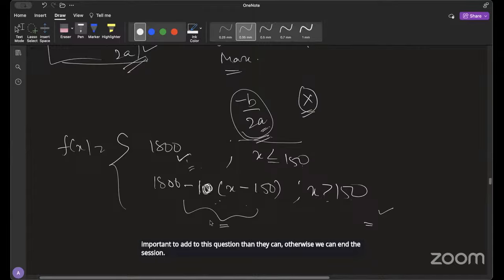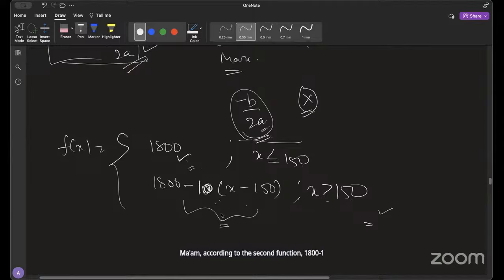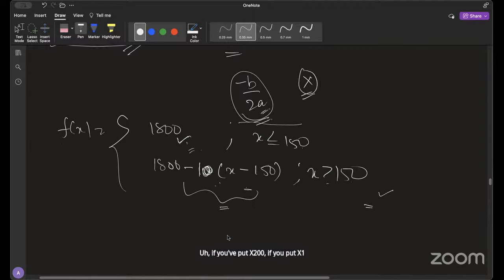Ma'am, according to the second function, 1800 minus 10 multiplied by x minus 150 is already given for the value of the items greater than 150. Just understand here, it is already mentioned that if the items are greater than 150, we use this equation. If you put x as 200, 180, or 152, it already decreases by 10. So this is the equation we have for the items greater than 150.